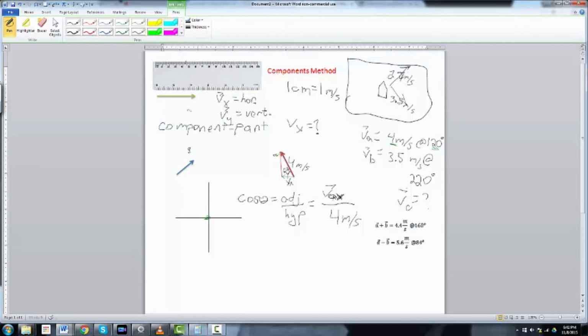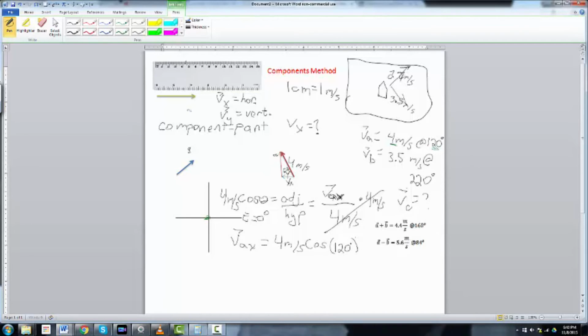So to get VAX by itself, I'm going to multiply both sides by 4 meters per second, and then that will cancel out. So my VAX is going to equal 4 meters per second times the cosine of my angle. And if I take east to be 0 degrees, I can say that 120 degrees is in here.